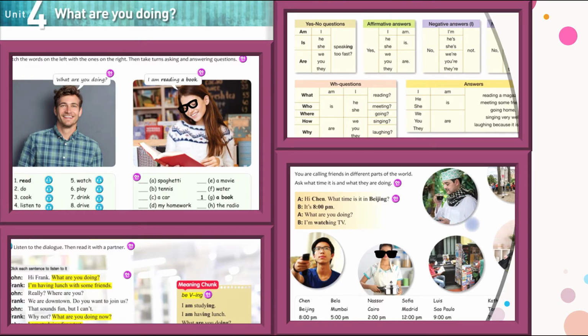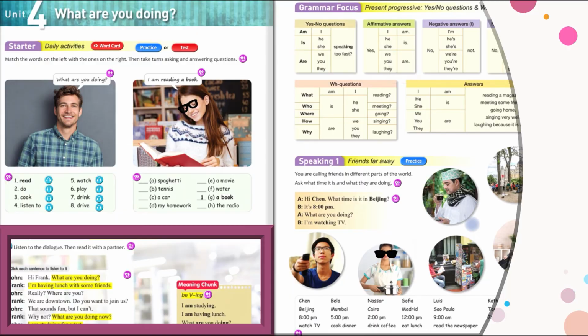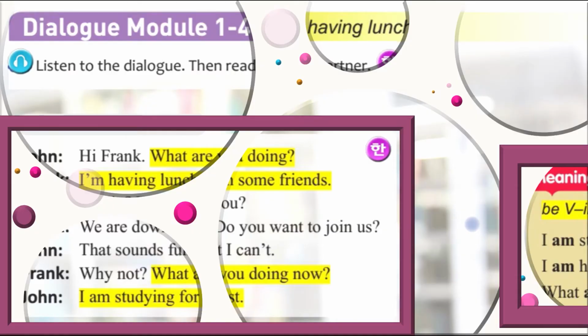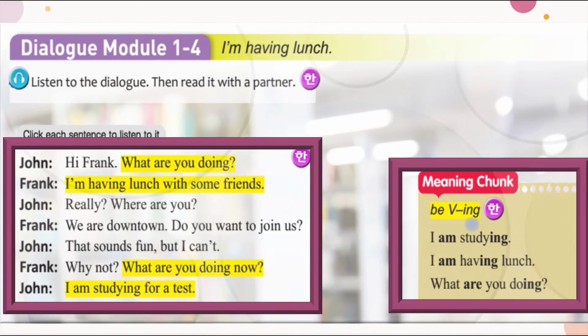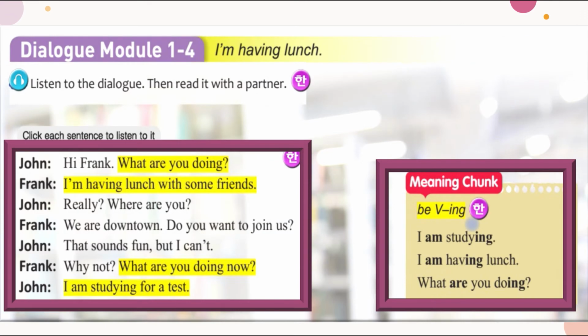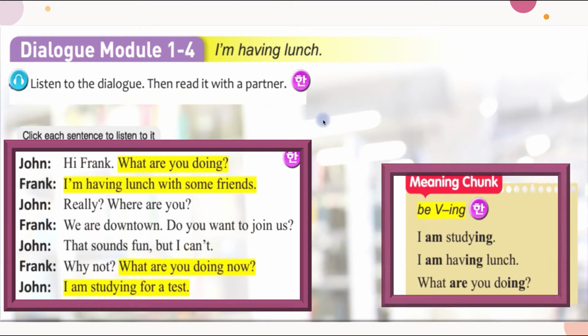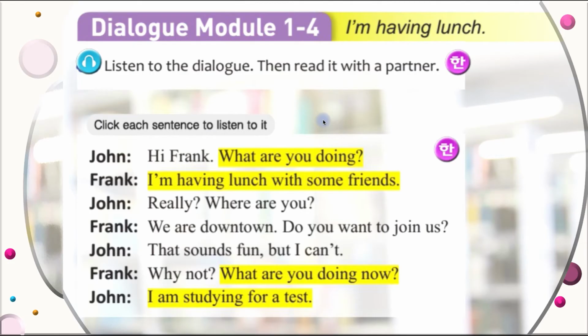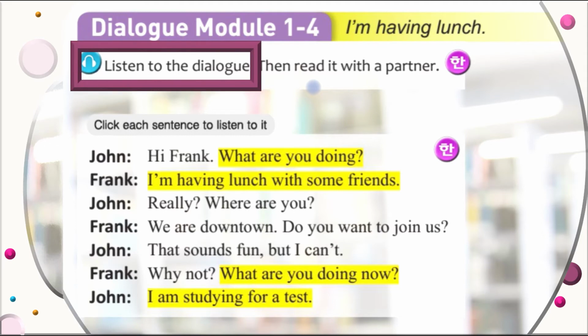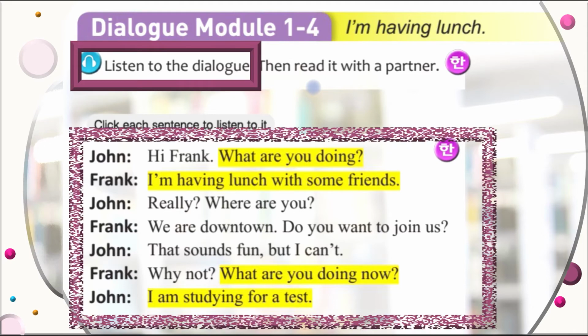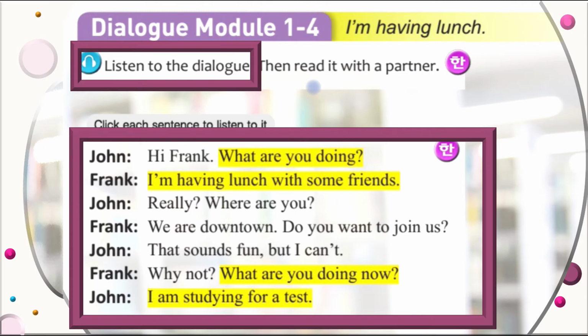Right, we're going to look at it in the dialogue now. So in the dialogue, we have 2 people speaking. We have John and Frank. So they are talking about having lunch. So the first thing we're going to do is, have you listened to the dialogue? So I will read John, you listen to the dialogue, and Yonghi will read Frank. Are you ready, Yonghi? Yeah!